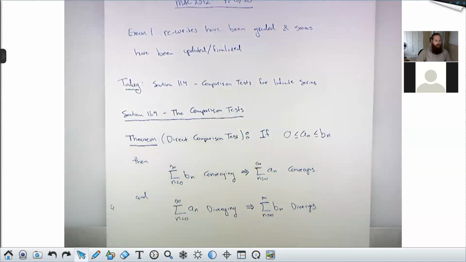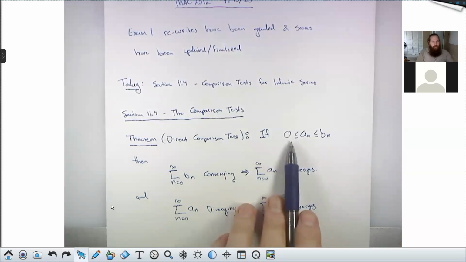So very similar to the comparison test for improper integrals. Right? If one series is bigger than the other, then the big guy being finite forces the small guy to be finite. And the small guy being infinite forces the big guy to be infinite.